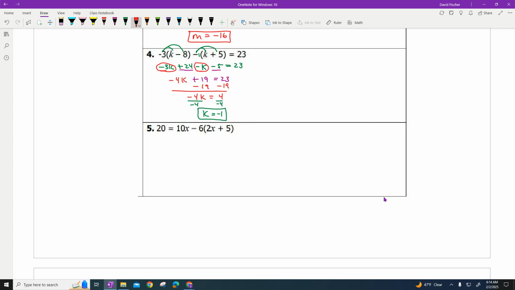Alright, I'm just going to bring this 20 down just so I don't forget them. I want to bring that 10x down just so I don't forget that term. And now I'm going to do my distributive property.